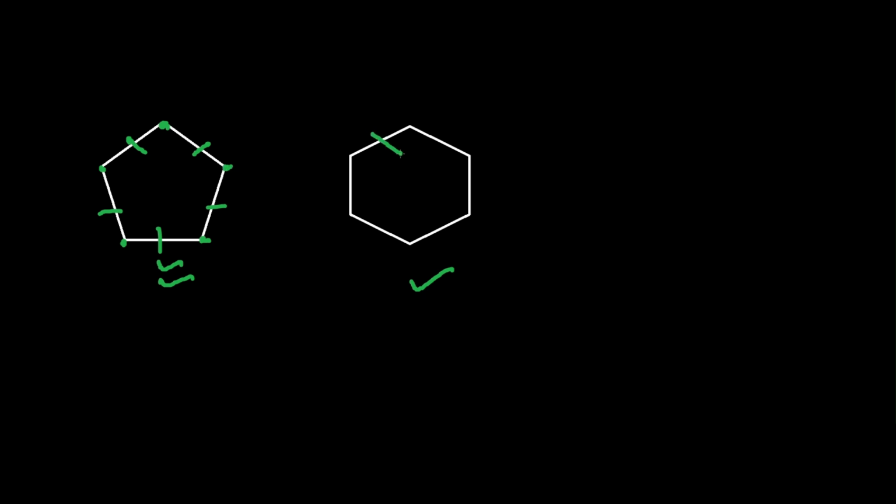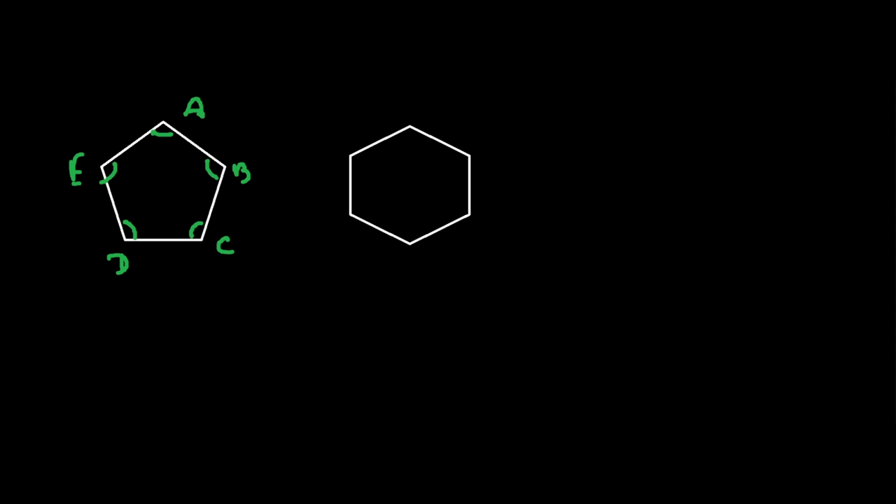This is a hexagon with 1, 2, 3, 4, 5, 6 sides as well as 6 vertices. Now, how to calculate the sum of the internal angles? If I see there are 5 angles, I mean 5 internal angles. Let's name them A, B, C, D and E.